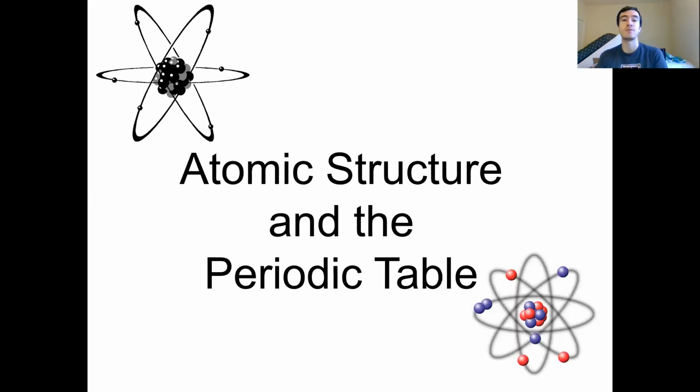So atoms and the periodic table is what we're really going to be focusing in on today. What are atoms? What are the little parts that make up atoms? And how can we figure out how many of each part that an atom has?